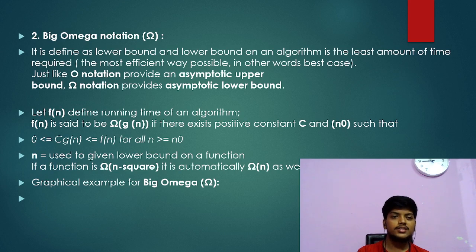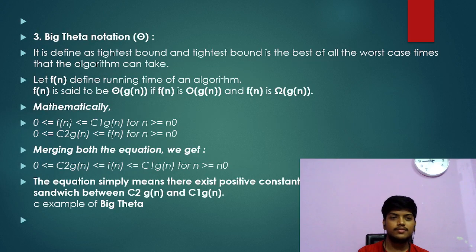Big Omega notation is defined as a lower bound, and the lower bound of an algorithm is the least amount of time required. Just like O notation provides an asymptotic upper bound, Omega notation provides an asymptotic lower bound. f of n is defined as the running time of an algorithm. The mathematical expression of Big Omega notation is 0 is less than or equal to c g of n, less than or equal to f of n, for all n greater than or equal to n naught, which is used to give lower bounds on a function. Graphical example of Big Omega.